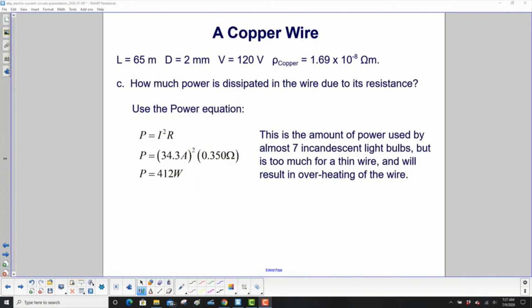How much power is dissipated in the wire due to its resistance? Now we're going to use the power equation, which is I squared R. We found the current in the previous slide. We square the current, multiply it by its resistance, and we get 412 watts. That's the amount of power used by almost 7 incandescent light bulbs, but it's too much for a thin wire and will result in overheating of the wire.